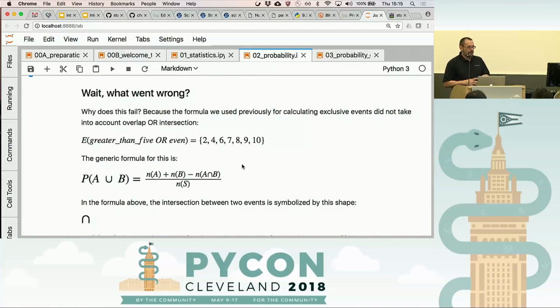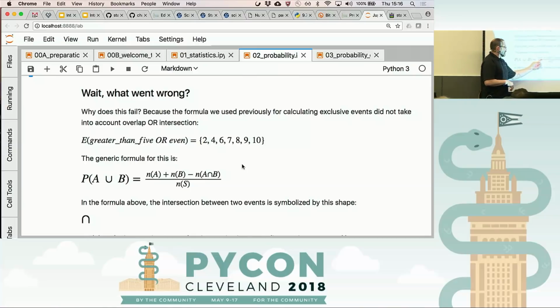So what went wrong? Our original approach of adding these two things together ignored the fact that there's a little bit of overlap. So we have this very cool formula that allows us to account for overlap. I have the number of things in one event, the number of things in a second event, and if there's any overlap, I just subtract out how many things overlap so I don't double count. That ensures that I single count those. Divide that by the sample space, and I get the union, or the OR, of A and B.